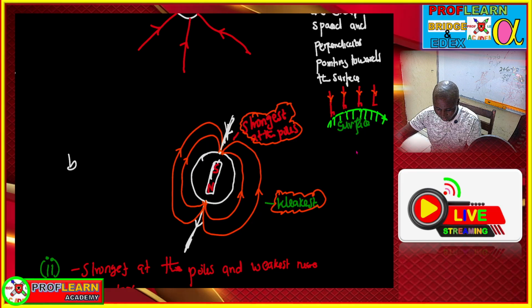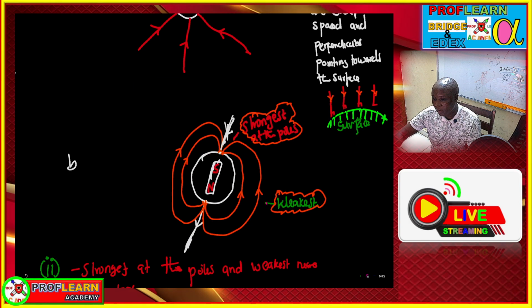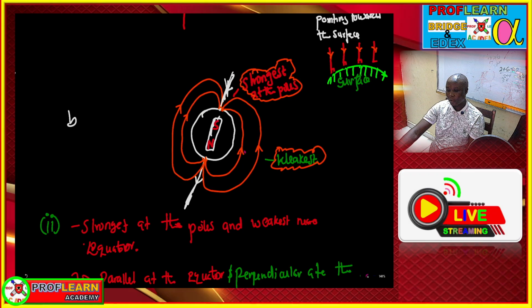Next, with reference to B Roman 2, describe the observation made on the field that varies around the surface. You can see that at or near the equator, the fields are weakest because they are far apart, and they tend to be parallel at the equator. But at the poles you can see they are perpendicular and very close, meaning they are very strong fields at the poles. At the poles we have very strong fields. Around the equator, we have very weak fields.